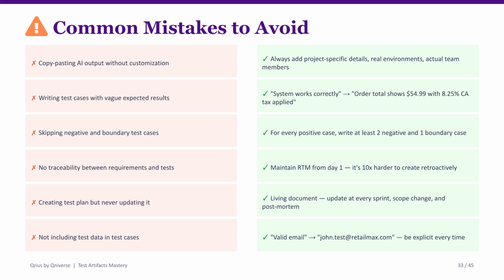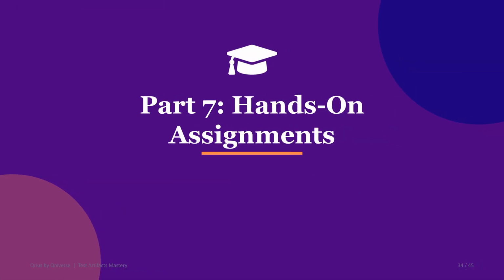Always customize with real project details. Replace vague expected results with measurable outcomes, like specific calculated totals. Ensure you include negative and boundary test cases, and maintain your RTM from day 1. This concludes our instructional segment. We now move into the hands-on assignments, where you can apply these concepts to practical exercises.